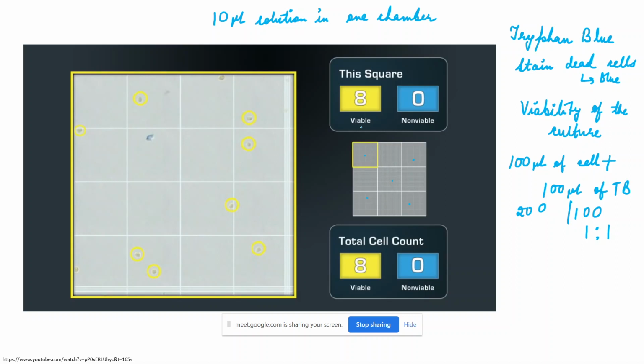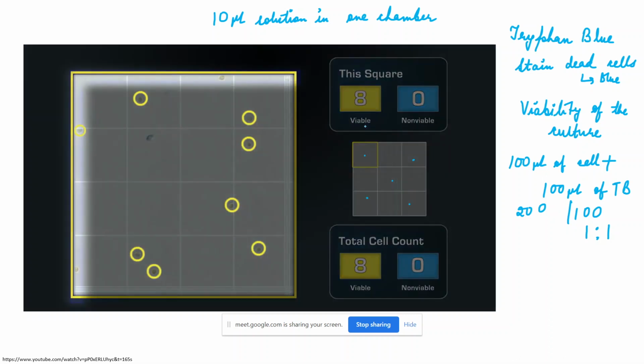Now here you can see that we are counting viable and non-viable cells as well. As I told you, viable cells are going to be those cells which are not stained blue, but non-viable cells are going to be the ones which are stained blue, which is this one in this case.